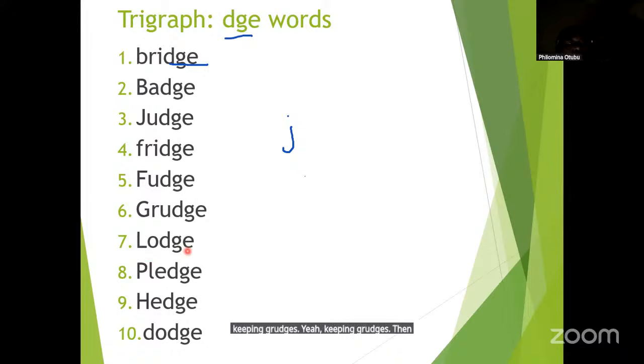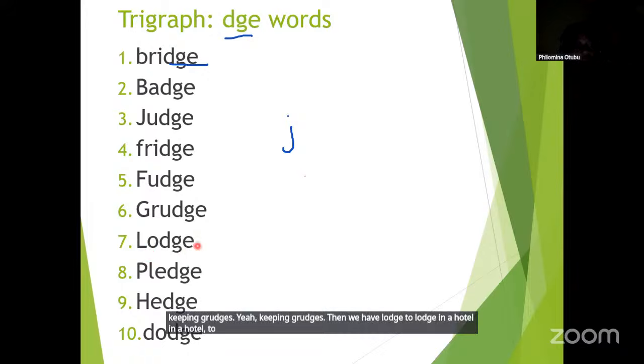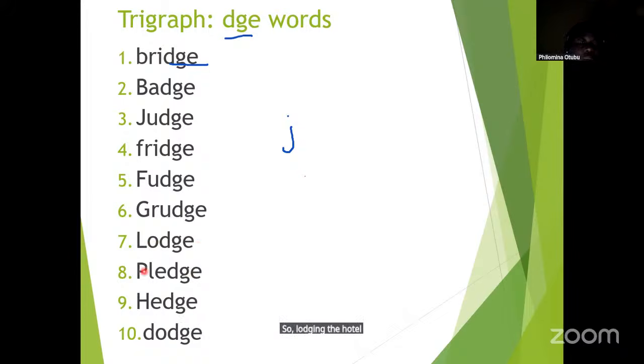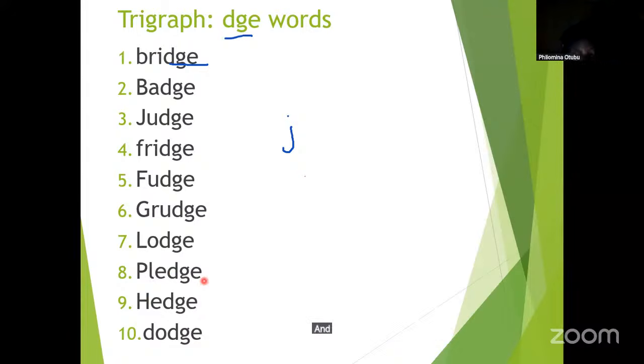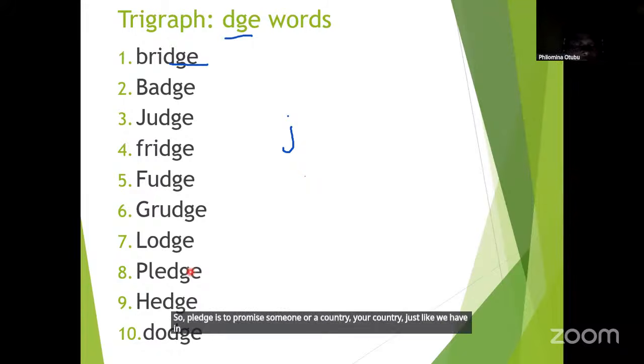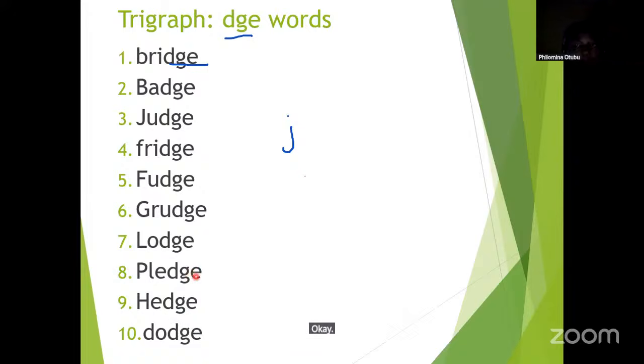Then we have lodge, to lodge in a hotel. We have pledge, just like we have in our national anthem. "I pledge to Nigeria, my country, to be loyal, faithful." So pledge is to promise someone or a country, just like in the Nigerian pledge.